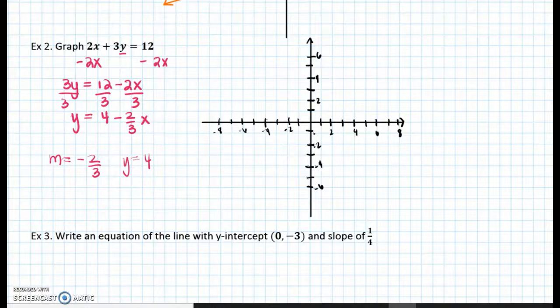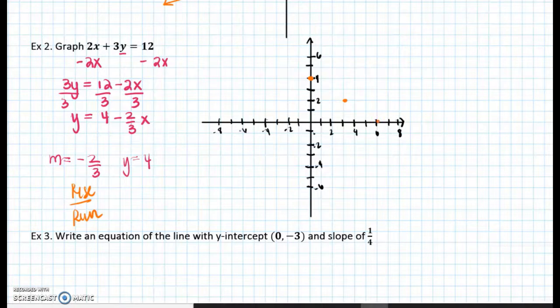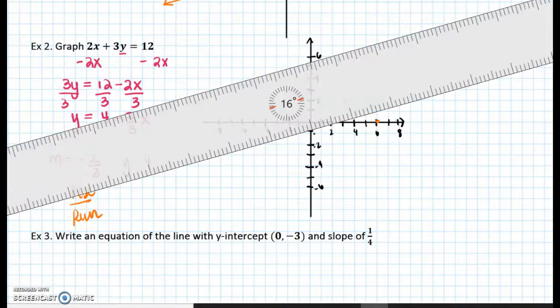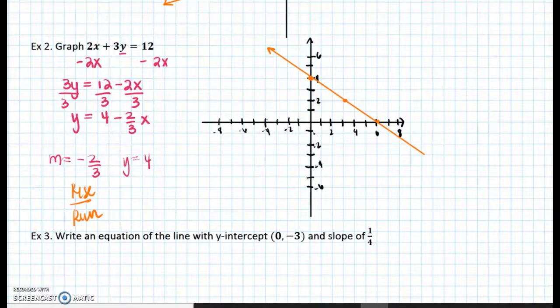All right, again, you're going to start with your y-intercept, so that's at 4 this time. And then, remember, this is rise over run. So you're going to rise 2 down, and then you're going to run 3 to the right. 1, 2, 3. So there's my point, and then 1, 2, and then 1, 2, 3. And then you could go ahead and connect those with the ruler. And there is your line. So notice you have negative slope, and it's going in that negative slope direction.